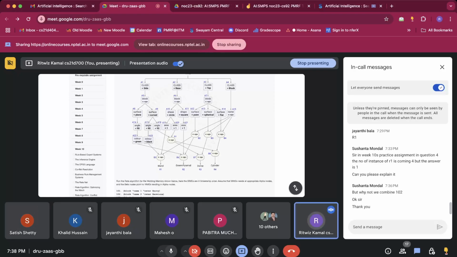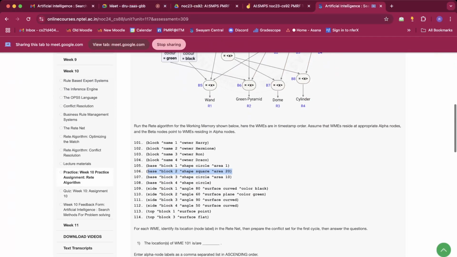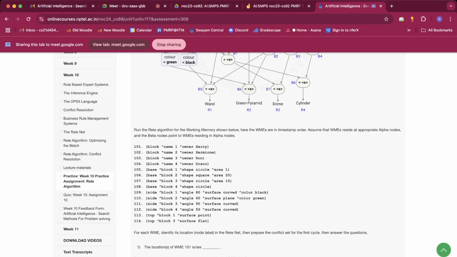Yes, it's only giving us the name, but rule 1 also requires that the shape should be a circle and the area should be 1, but we are told that the block 102 contained the information that block had name 2, right? And the block with name 2 has a shape square. Exactly, link is there.